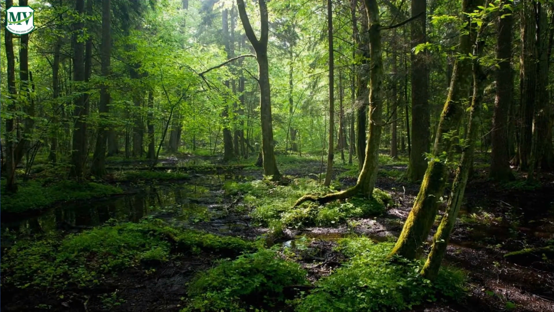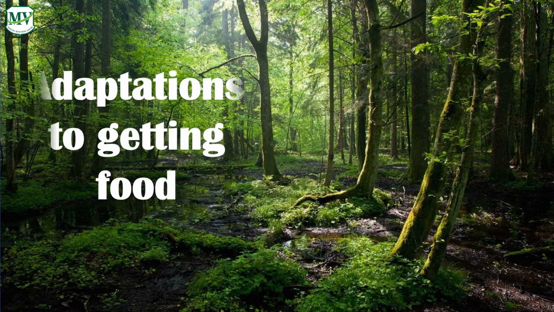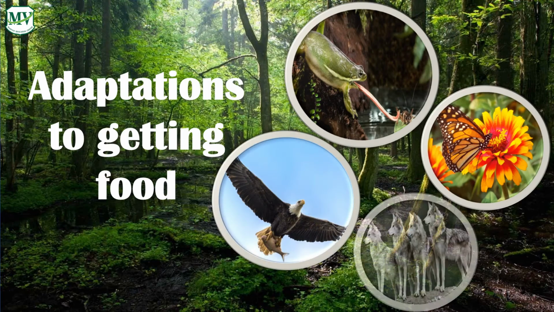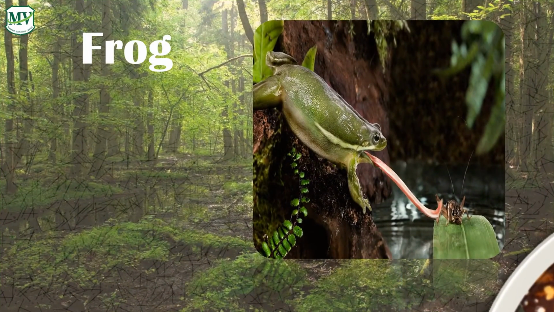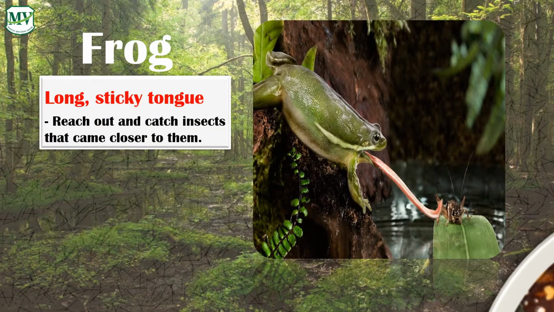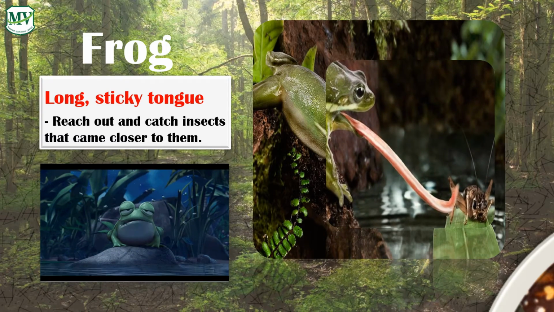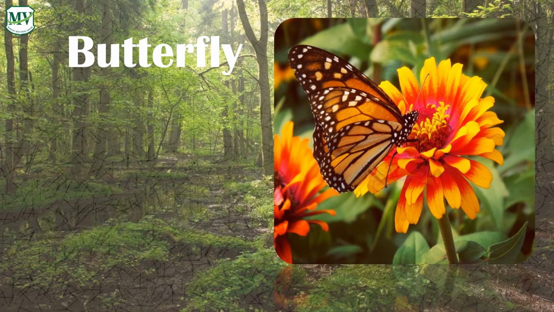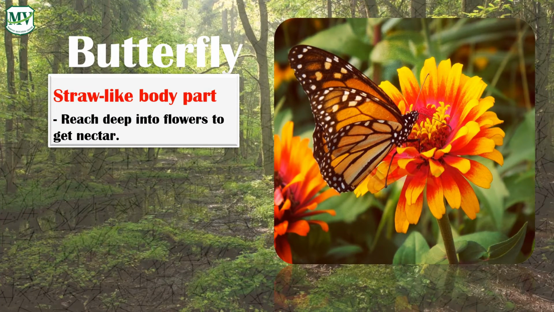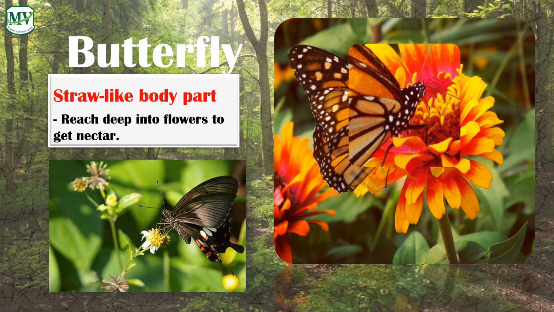Now, let's see how animals adapt when it comes to their food. Adaptations to getting food. Frog has long sticky tongue that reach out and catch insects that came closer to them. Butterfly has straw-like body part that reach deep into flowers to get nectar.